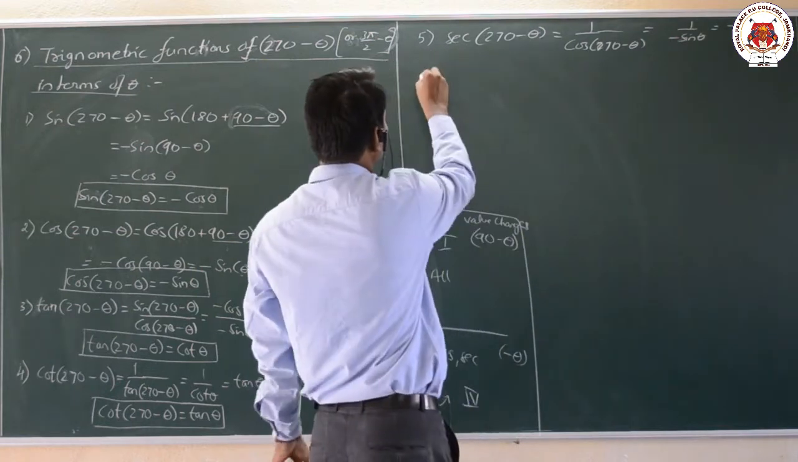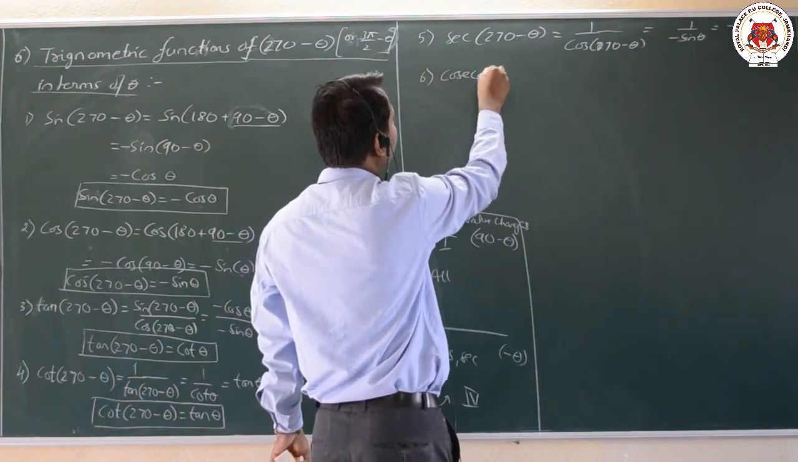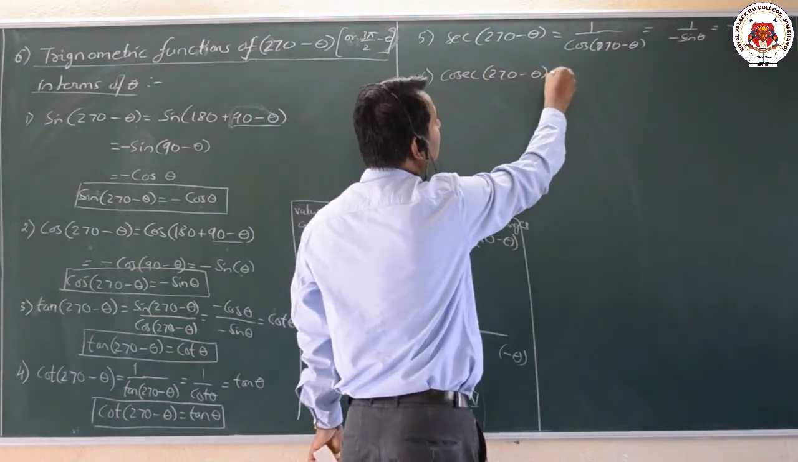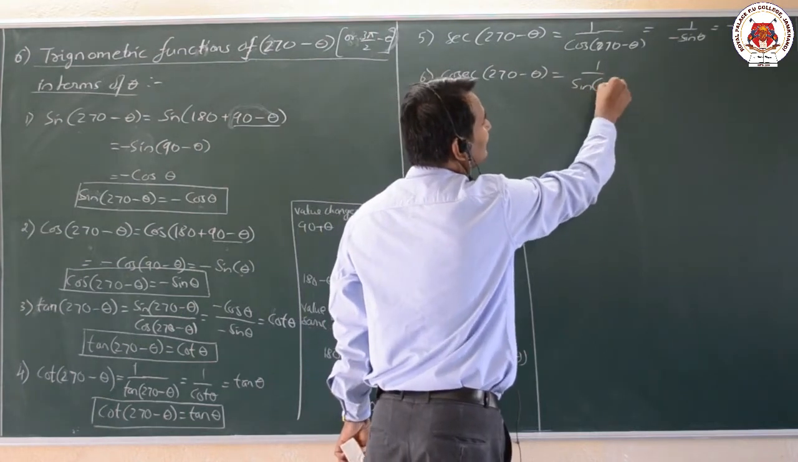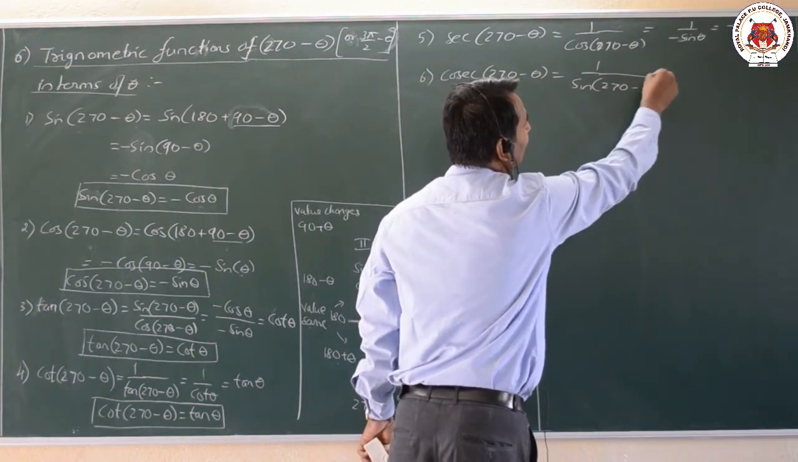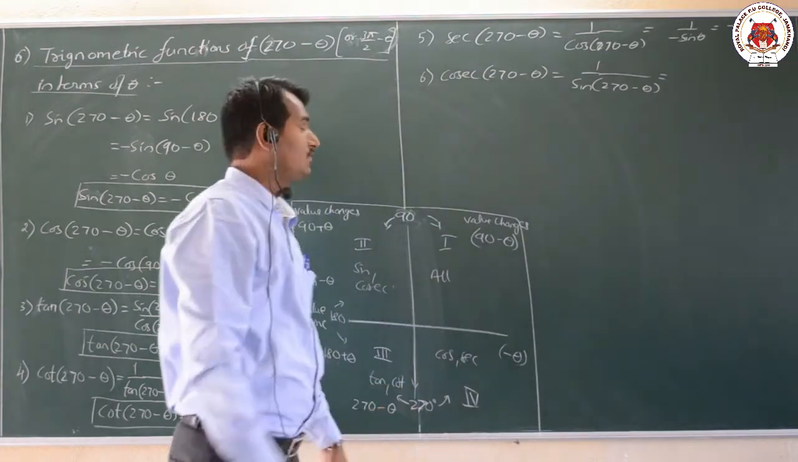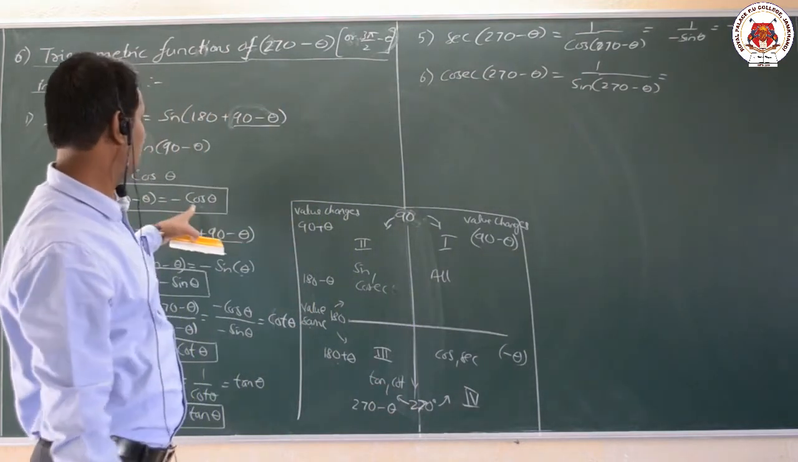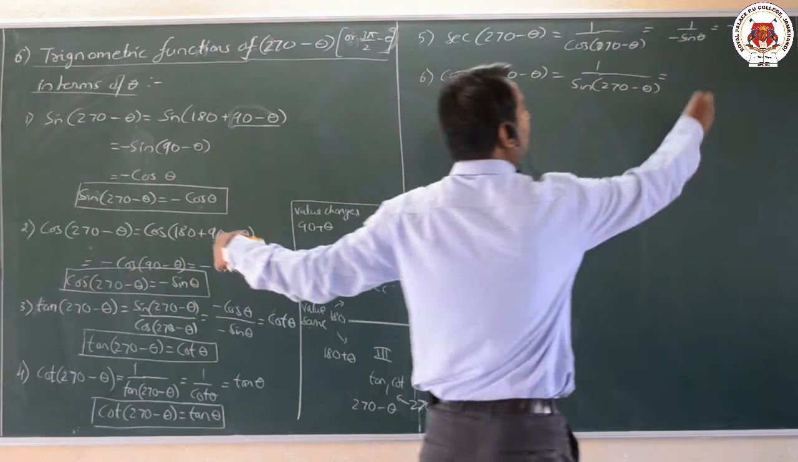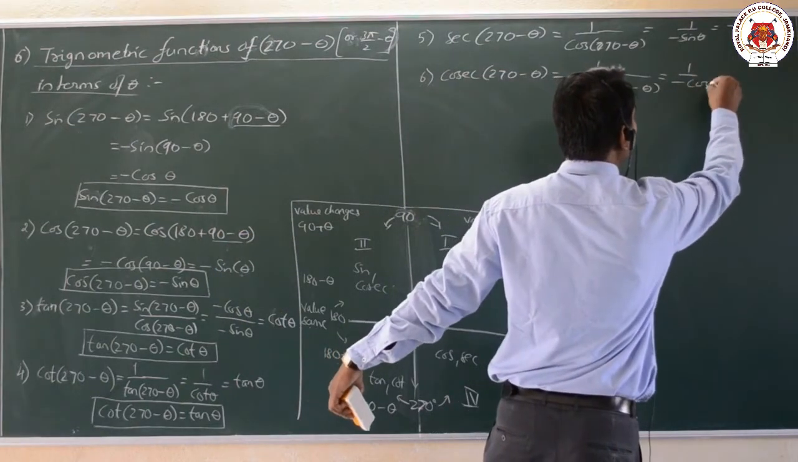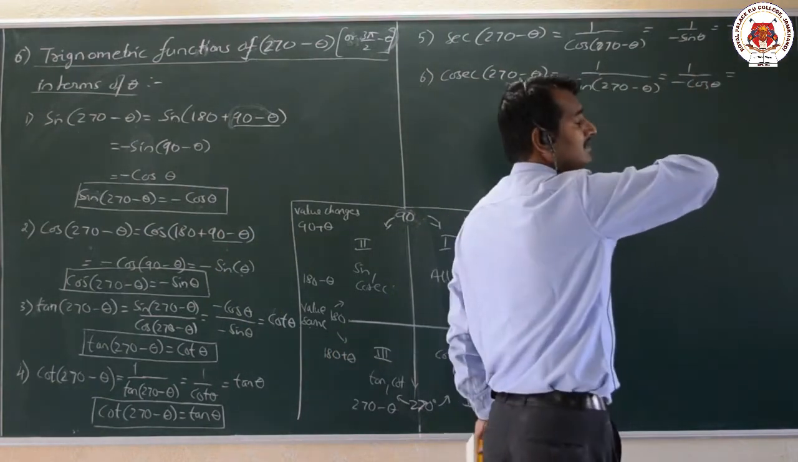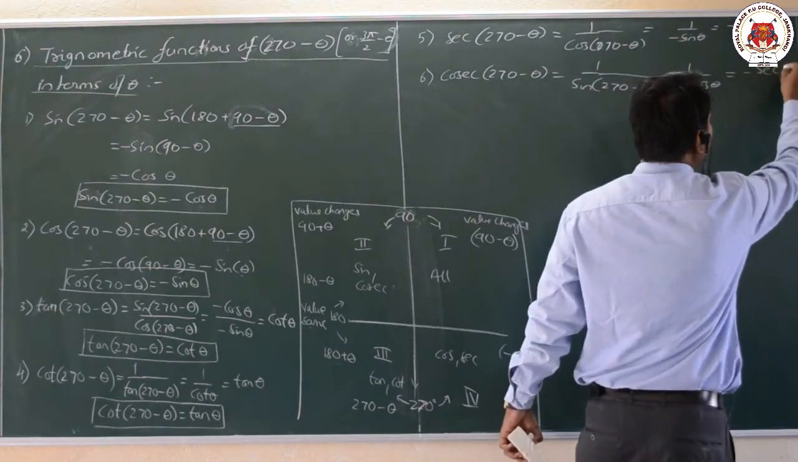At last the sixth one, cosecant of 270 minus theta, students. That is 1 by sine of 270 minus theta. What is the sine of 270 minus theta value? That is minus cos theta. So 1 divided by minus cos theta. 1 by cos means secant, and the minus term as it is.